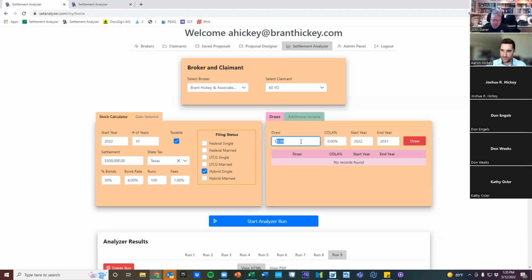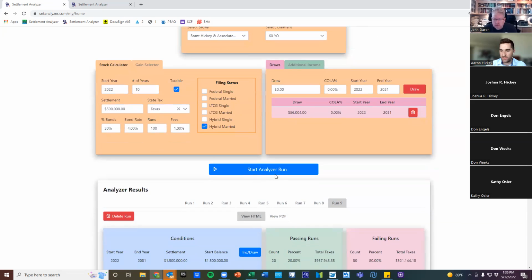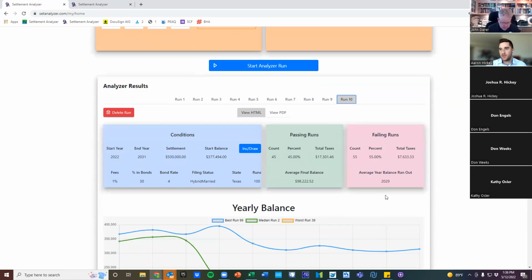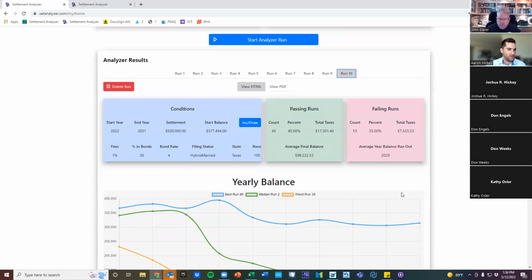We'll go ahead and delete our old draw. And I looked at a quoting software earlier today and said, again, what can I get for $500,000? And the answer was this: $56,004 over the next 10 years on a non-qualified case. The last thing I'll change is actually their tax status. I'm going to assume that the attorney is married. Once we change all of that, we have our settlement analyzer bar pop up. We click it, we see that the run pops up immediately for us. So here's our scenario for a non-qualified settlement.